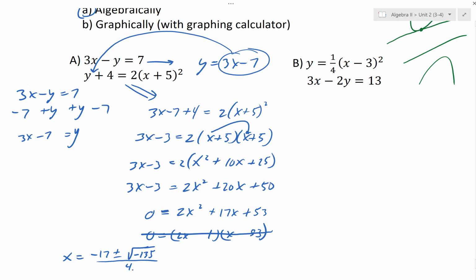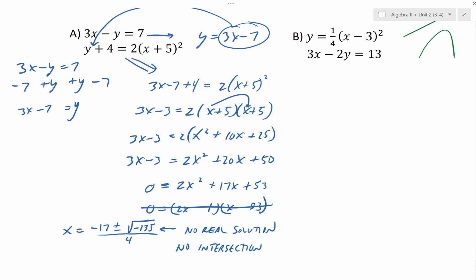Okay? Now since we have a negative under the radical, the discriminant is negative. That tells us there is no real solution. So that means our line and our parabola do not intersect. Okay? So no real solution, no intersection. So we solved it by the first method, which was algebraic.